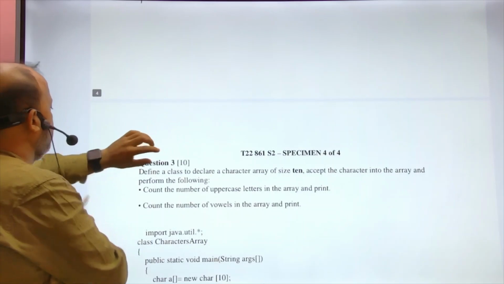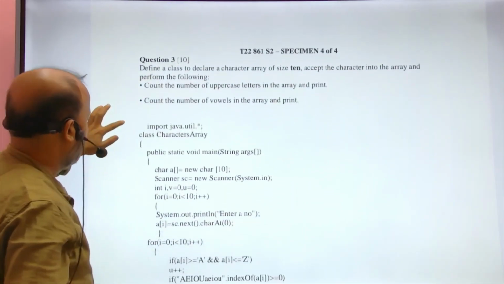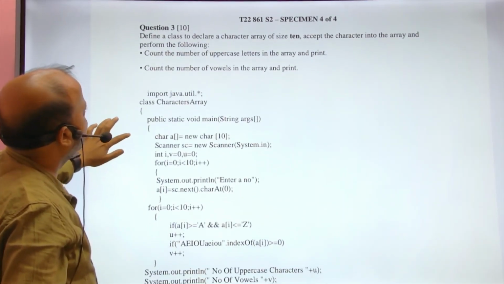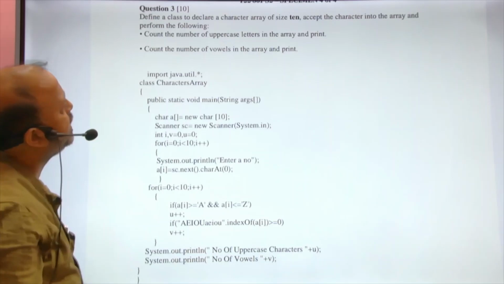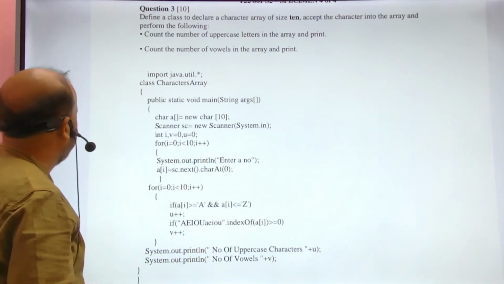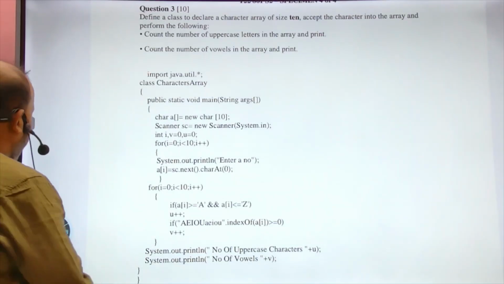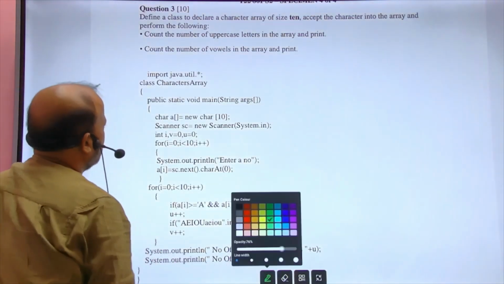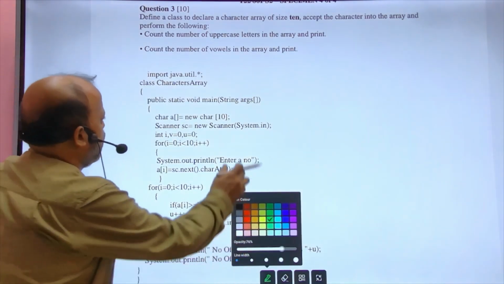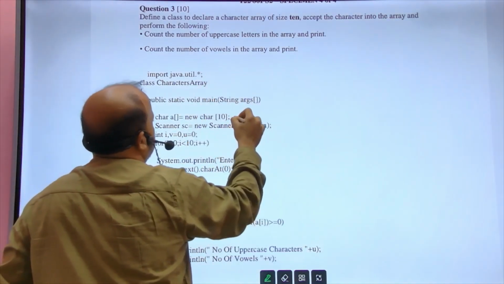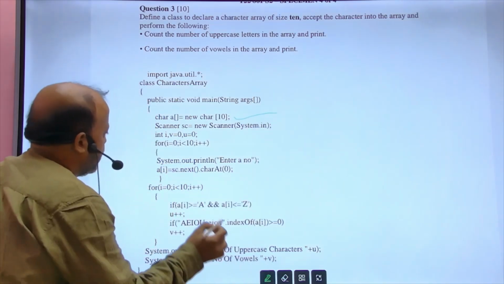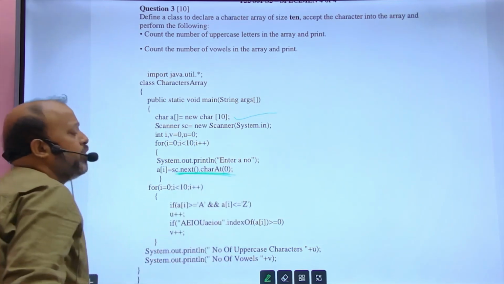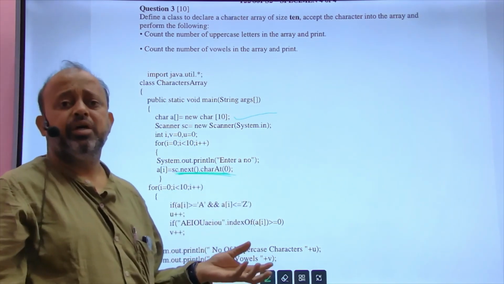Now we can go to the second question. Okay, we have to attempt any 4, but we will be discussing all. The second question is, we have to accept a character array of size 10, and then count the number of uppercase letters and vowels. I hope you all know how to declare an array. See, this is the declaration of a character array. Just one thing, to input you have to use next().charAt(0), because in Scanner we don't have an inbuilt function to input a character.